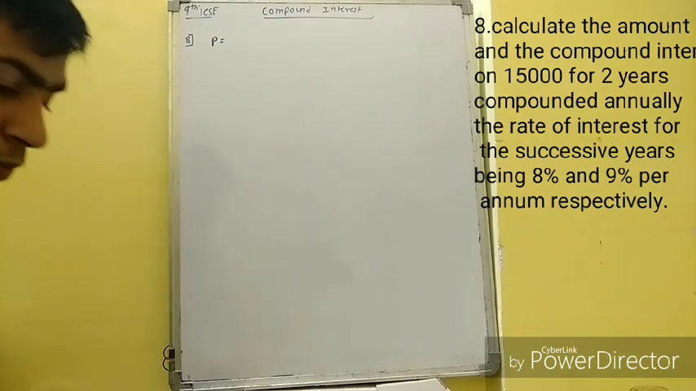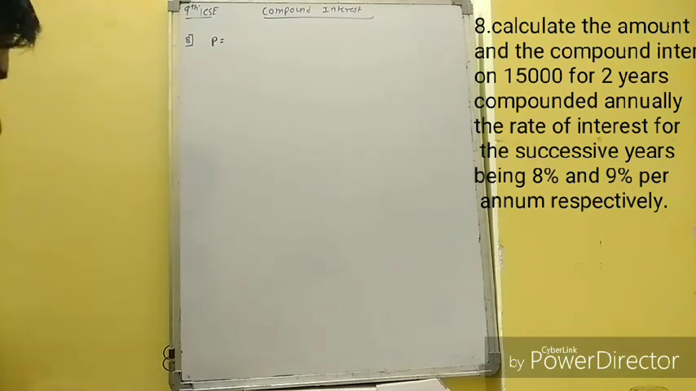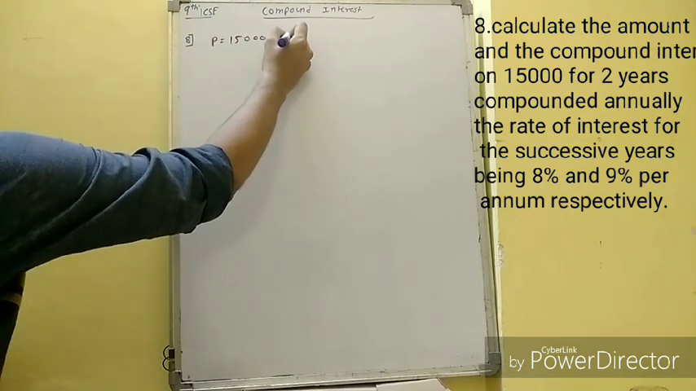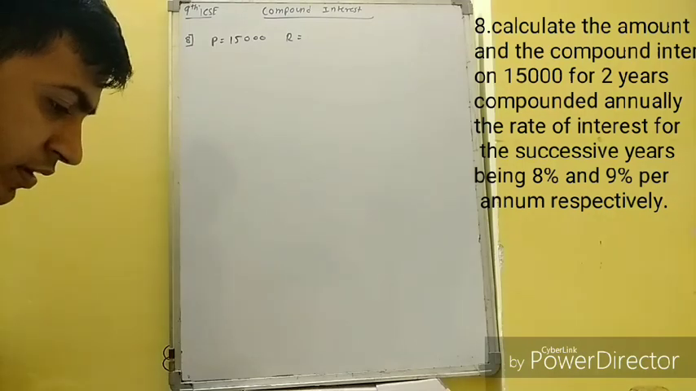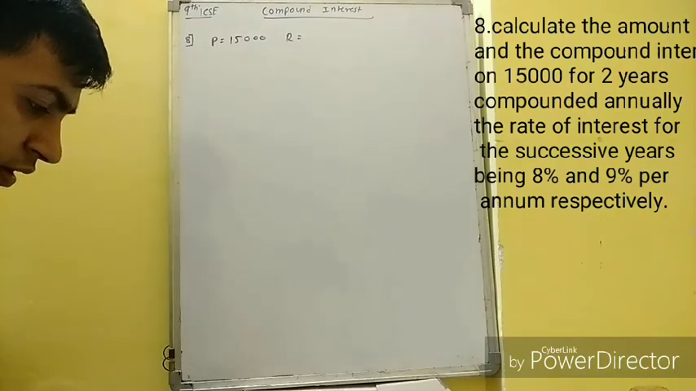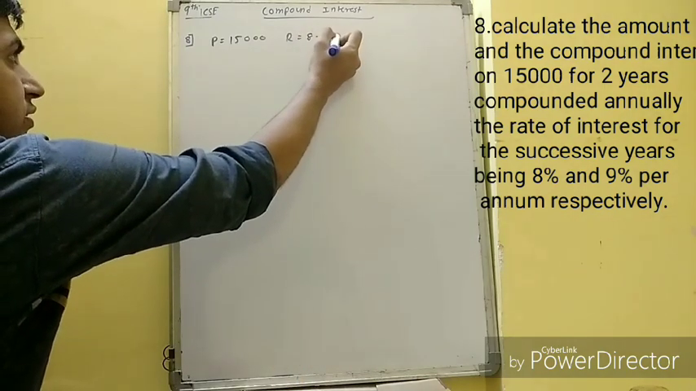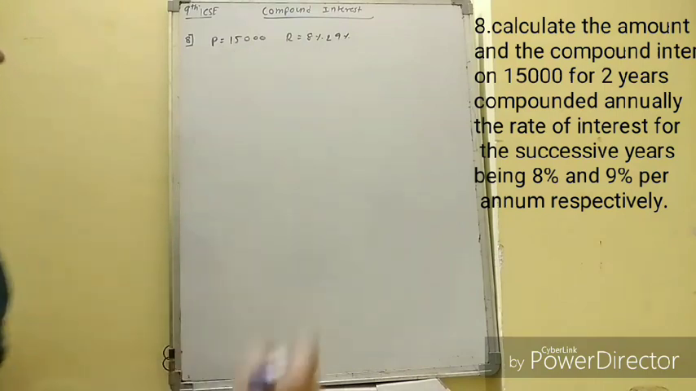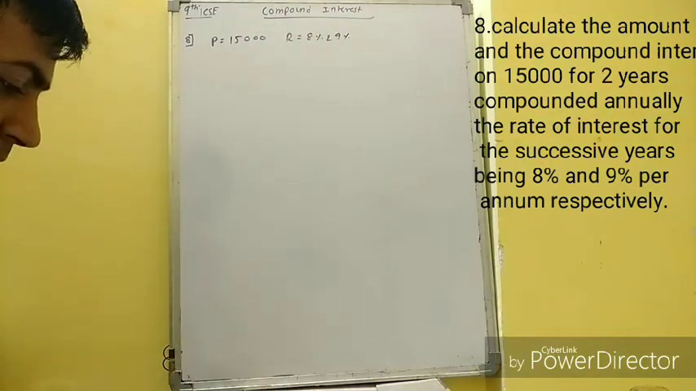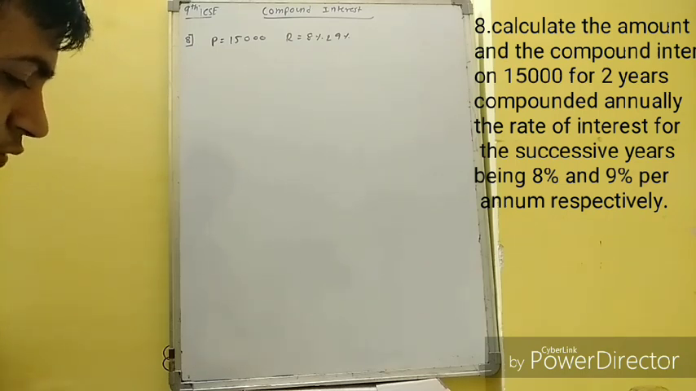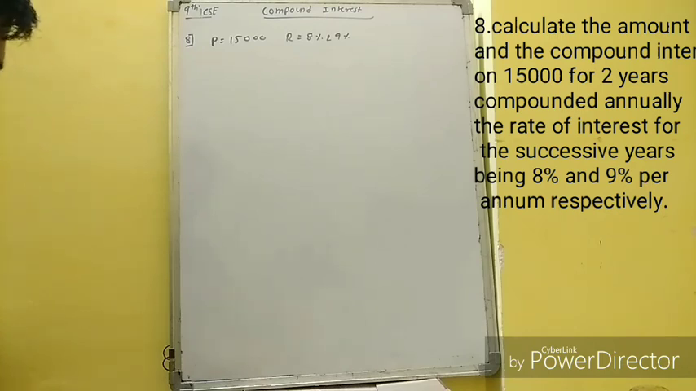Calculate the amount and the compound interest. We need to find the amount and the compound interest both. If the principal is 15,000, the rate is 8% and 9%, successive rates. So the first year 8% and the second year it will be 9%. And as two rates are given, we can consider that they are for 2 years. Calculate the amount and the compound interest for 2 years compounded annually. The rate of interest for the successive years will be 8% and 9%.